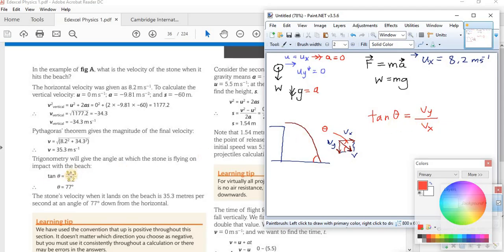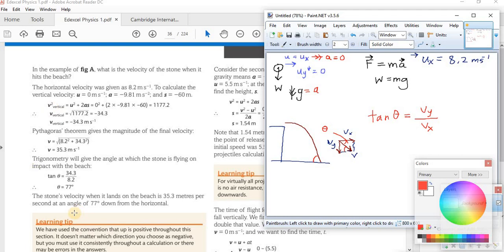Alright, so the opposite side is 34.3, which is Vy, the vertical component of velocity. So this is 34.3 in magnitude, and then Vx is what they said in the question, 8.2. So it will be 34.3 divided by 8.2. So the vertical component of velocity divided by the horizontal component, and then take arctan of that, or shift tan of that in your calculator. Then it will give 77 degrees. If you want your answer in degrees, your calculator should be in degree mode. If your calculator is in radian mode, you will get this angle in radians, but we want it in degrees for physics.